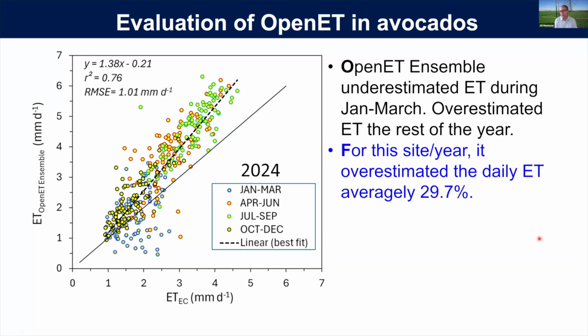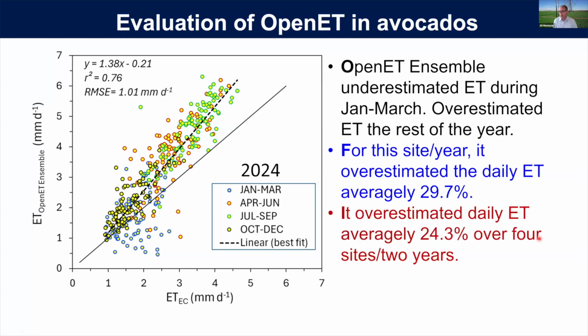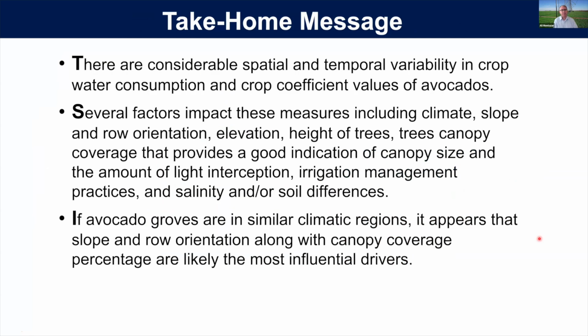For this site, our evaluation is OpenET overestimated the daily ET on average 29%, about 30% overestimated. So you need to consider that if you want to use this. But we evaluated OpenET across 4 sites. So the average overestimate of daily ET is about 24% over these 4 sites and 2 years of evaluation.